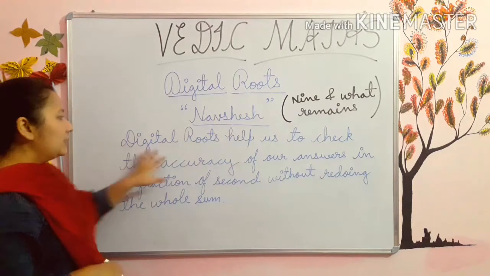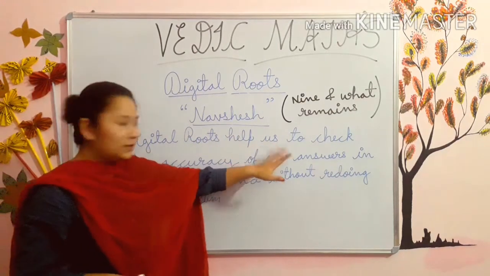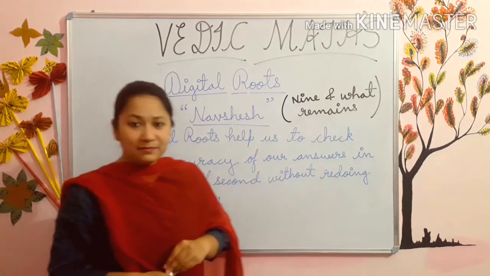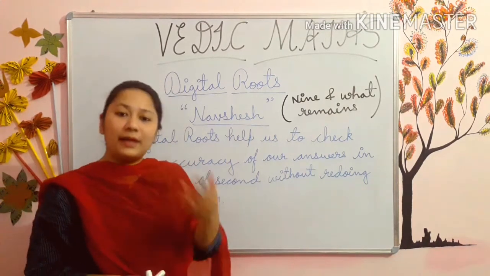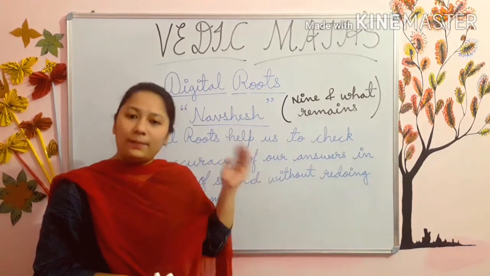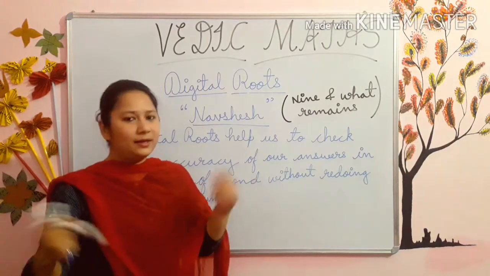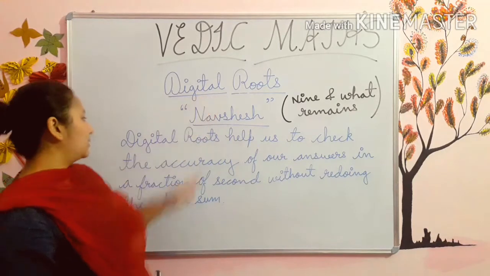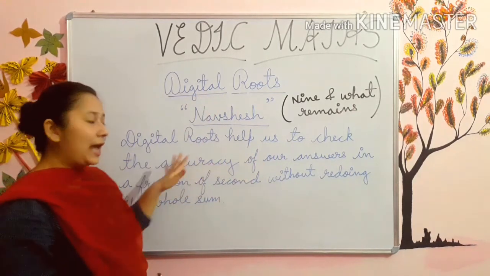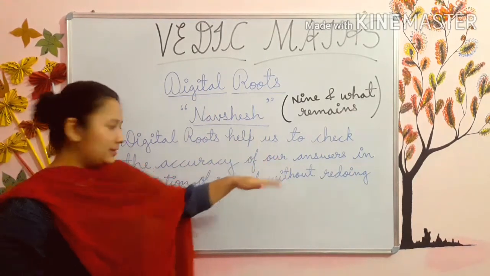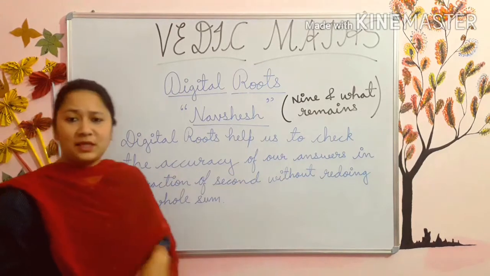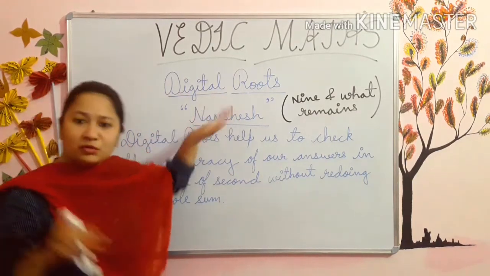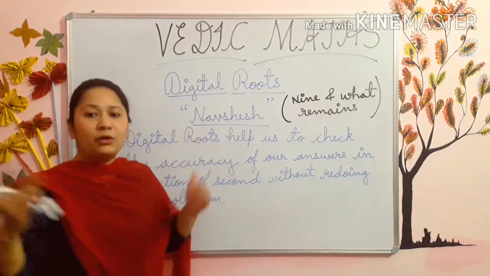See, digital roots help us to check the accuracy. Now what is accuracy? Accuracy means that your sum is right or wrong. For this, you use this digital roots. Digital roots help us to check the accuracy of our answers in a fraction of second, means in some seconds. By the help of digital roots, you can check that your answer is right or wrong.